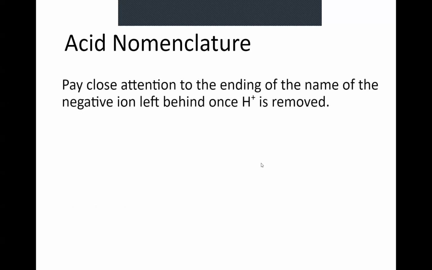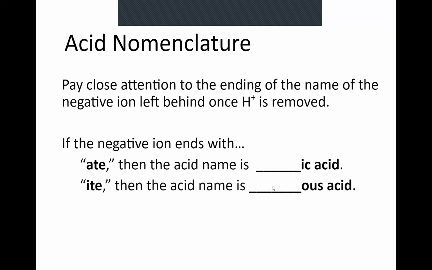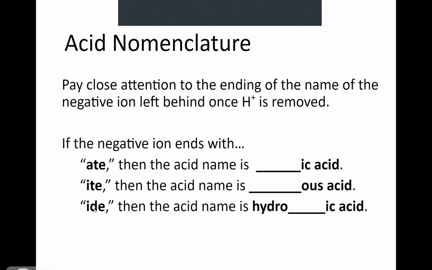Here are the rules. After we pay close attention to the ending of the name of the negative ion, if that negative ion ends with ate, then your acid name is blank ic acid. We'll take the root of the name of the negative ion and plug it in the blank. I'll show you what I mean in a second here. If the negative ion name ends with ite, then the acid name is blank ous acid. If the negative ion name ends with ide, then the acid name is hydro blank ic acid. And you put that all together in one word.